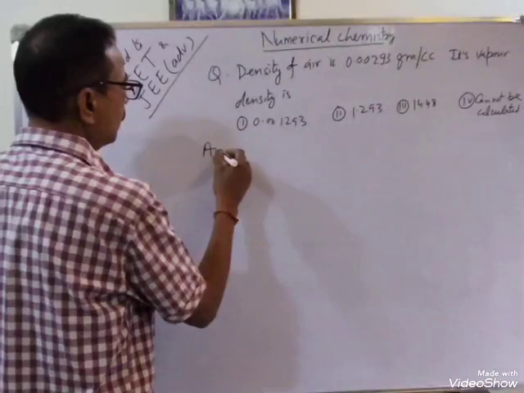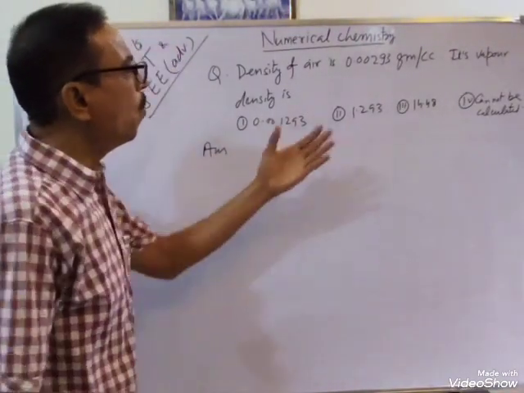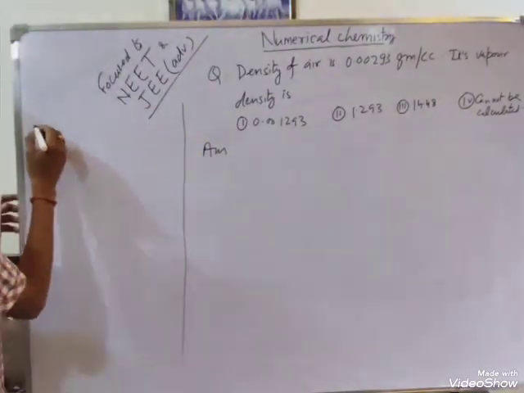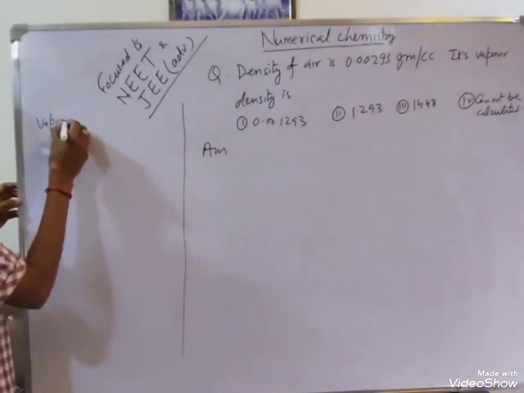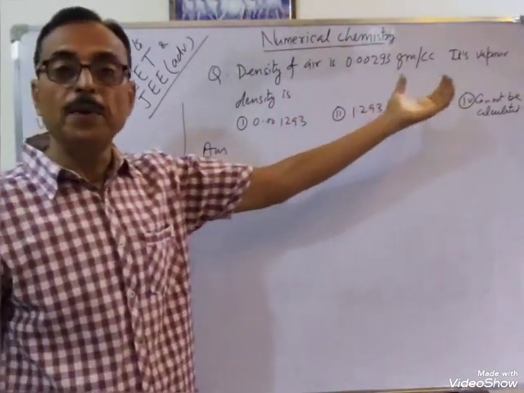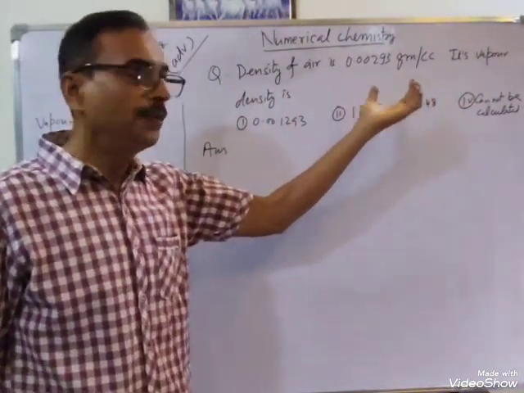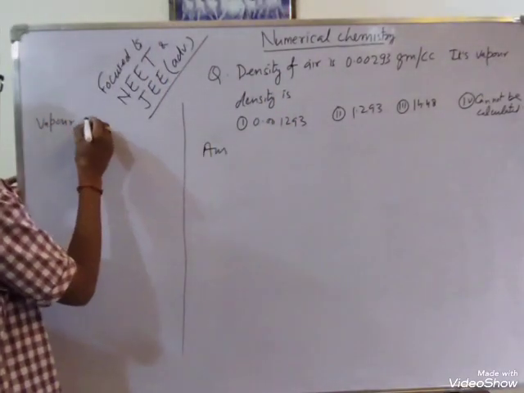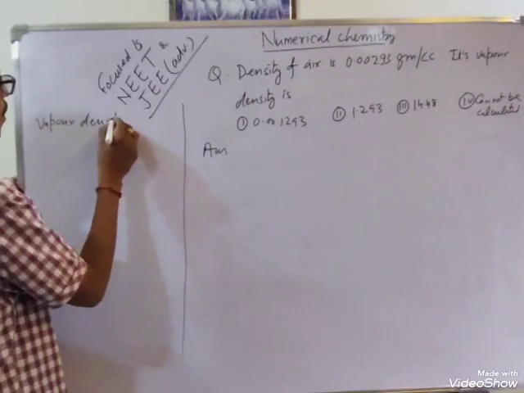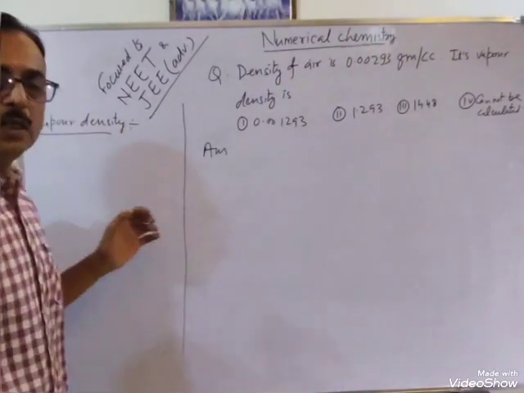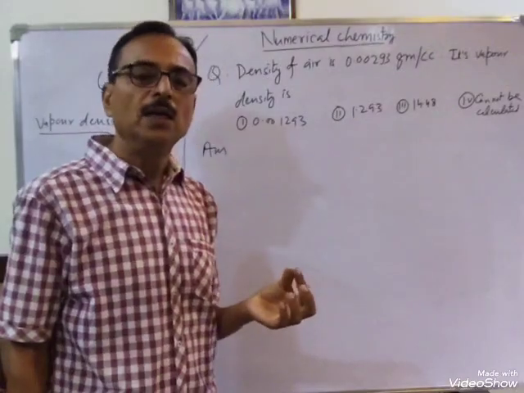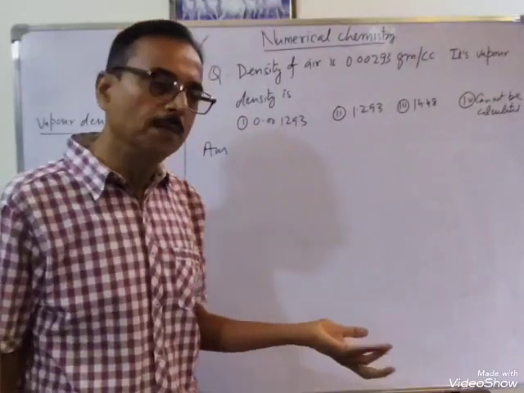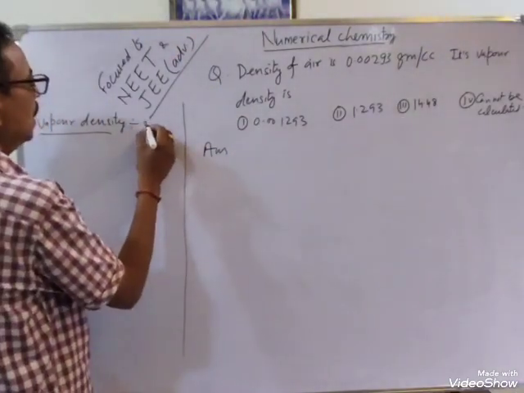Let us see. First, you should know what vapor density is. So write down what vapor density is. It is very important. Density and vapor density are different terms. You cannot correlate them directly. Vapor density of a gas is the molecular weight with respect to hydrogen. It is very simple.